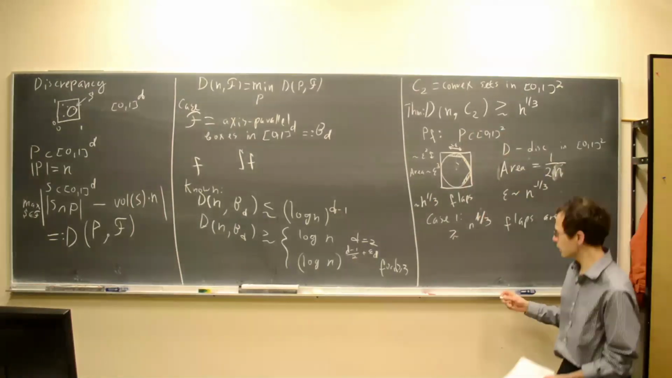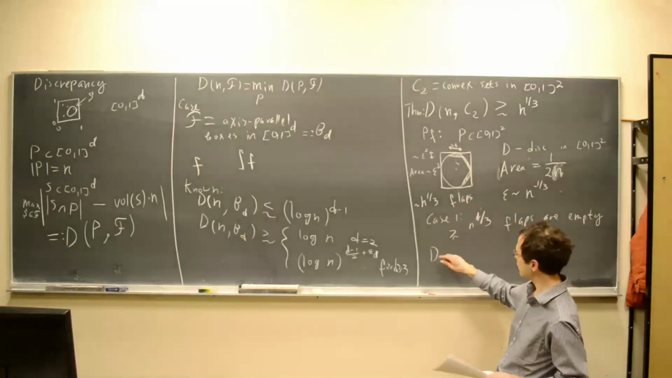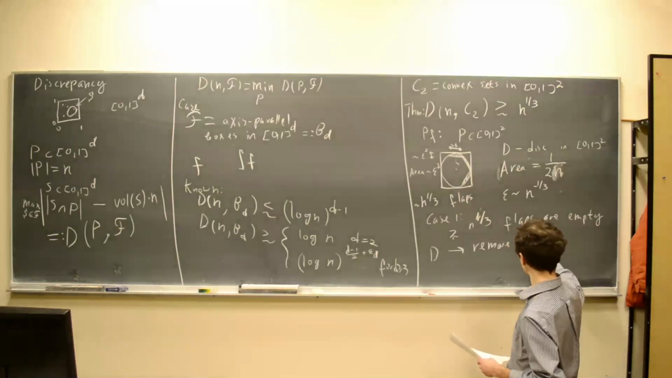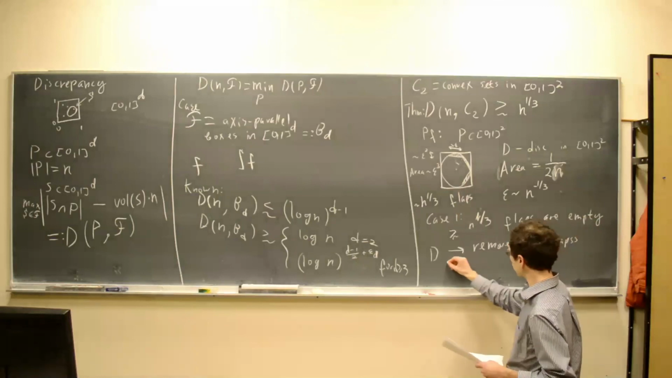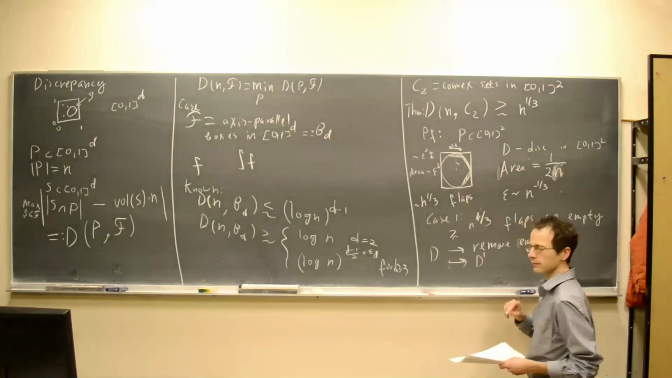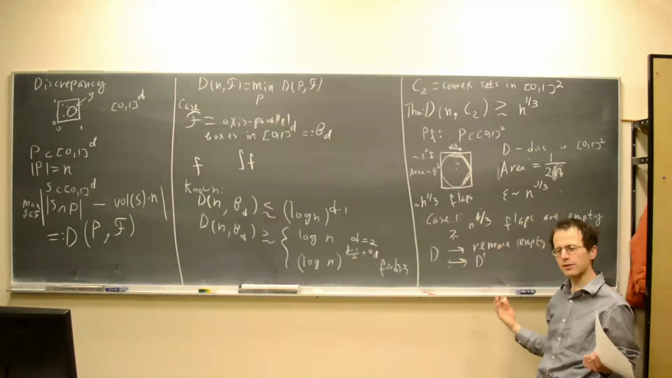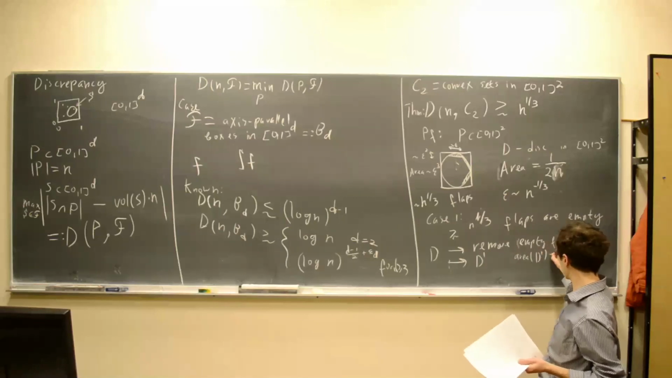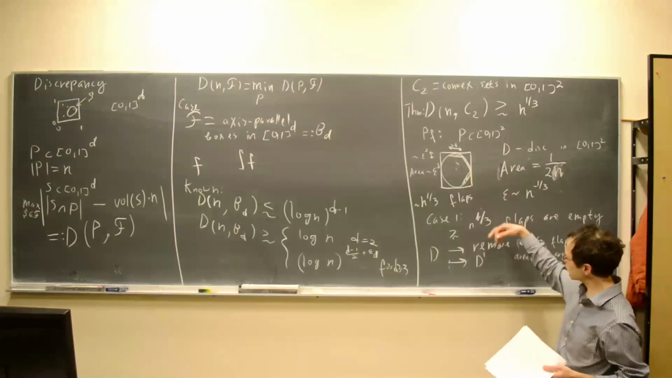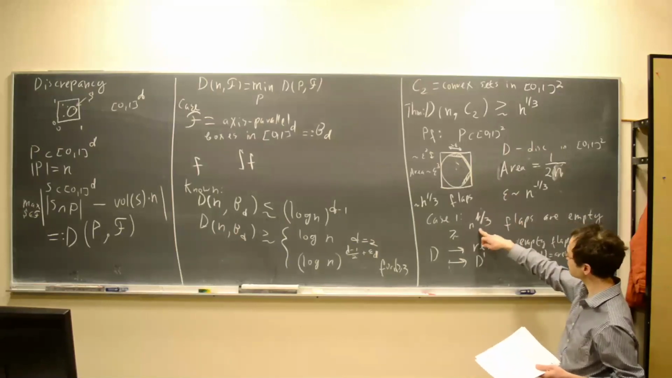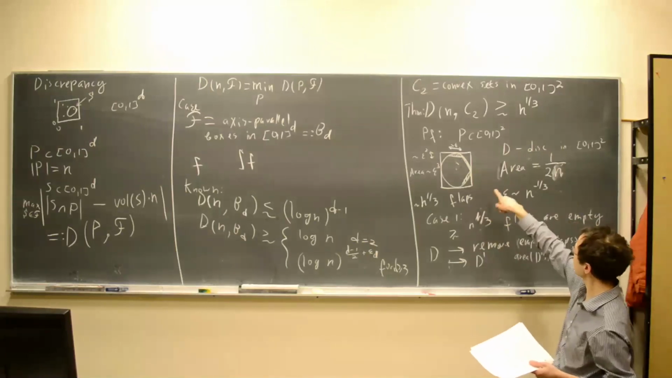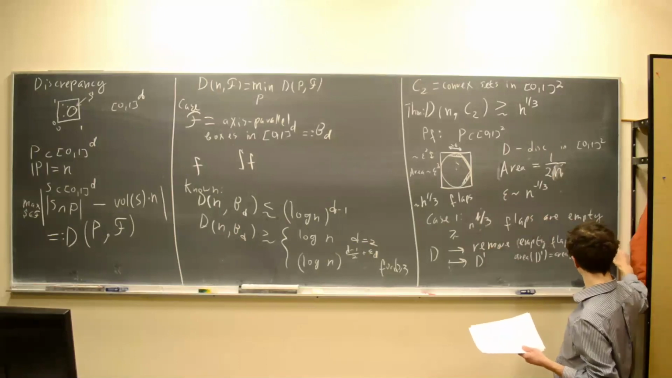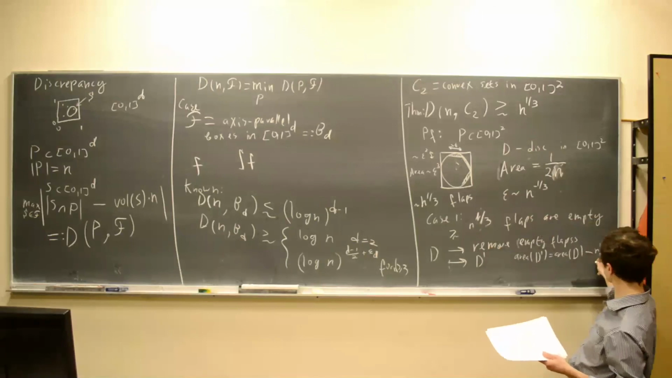Well, in that case, I'm going to take this disk D and remove the empty flaps from it, and I'm going to get some set D prime. So it's basically the disk minus the empty flaps. The area of D prime is going to be the area of D minus the area of all of those flaps I removed. I removed n to the 1/3 flaps, each of area approximately 1 over n. So this is n to the 1/3 times 1 over n. So the area has gone down by this much.